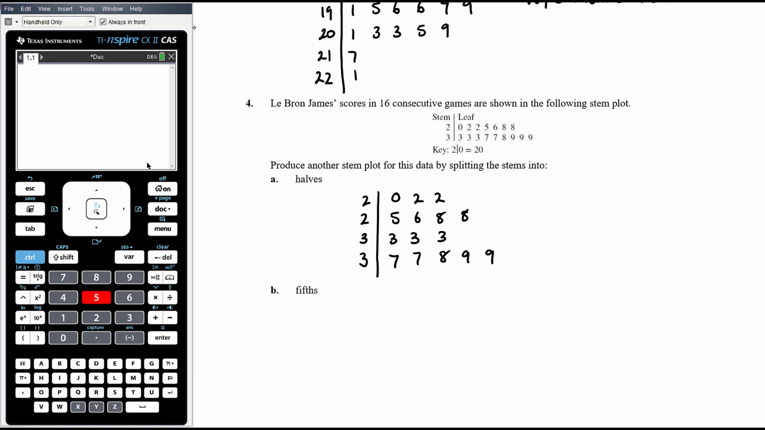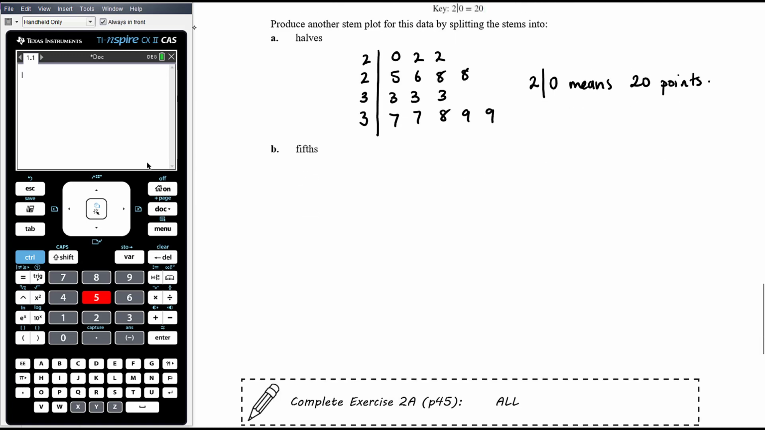Alright, so there's my stem plot divided into halves. We still need the key. So 2|0 means 20. What's the units? Points. It's his score in a basketball game. Means 20 points.